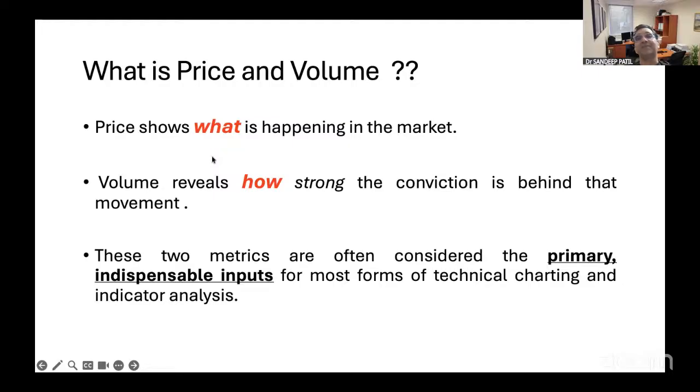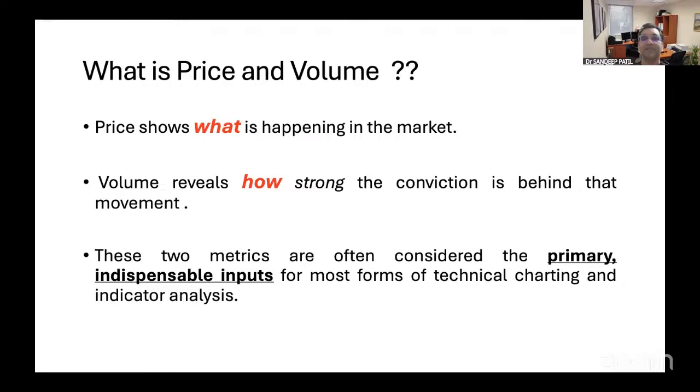Price shows what is happening in the market, whether the market is going up or going down, and volume reveals how strong the conviction is. So if it is going with a good volume, then conviction is really good. If it is not, then the conviction is not that good. So both the things are very important, and most of our indicators, what we talk about, are actually derived from price and volume only. So these two metrics are often considered the primary indispensable inputs for most forms of technical charting and indicator analysis. Okay, so we'll just go into the depth of price and volume.